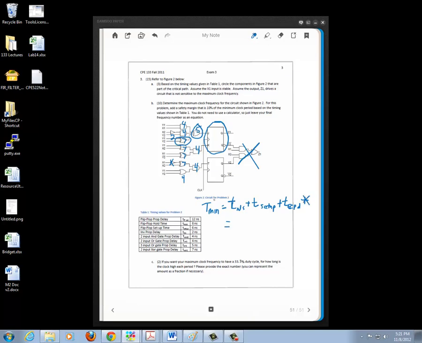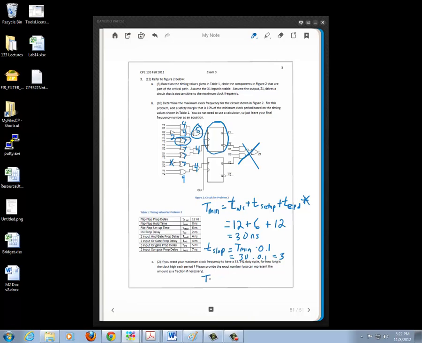So our T next state, which we already figured out, the longest path was 12 nanoseconds. Our T setup time was 6, and our T prop delay is 12. So this is going to give us a Tmin of 30 nanoseconds. Now we still have to add in the 10% safety margin. So the safety margin, T safety margin, or it was being called T slop, is equal to 30, or Tmin, times 10%, so times 0.1. So it's going to be 30 times 0.1, which is equal to 3. 10% of 30 is 3.